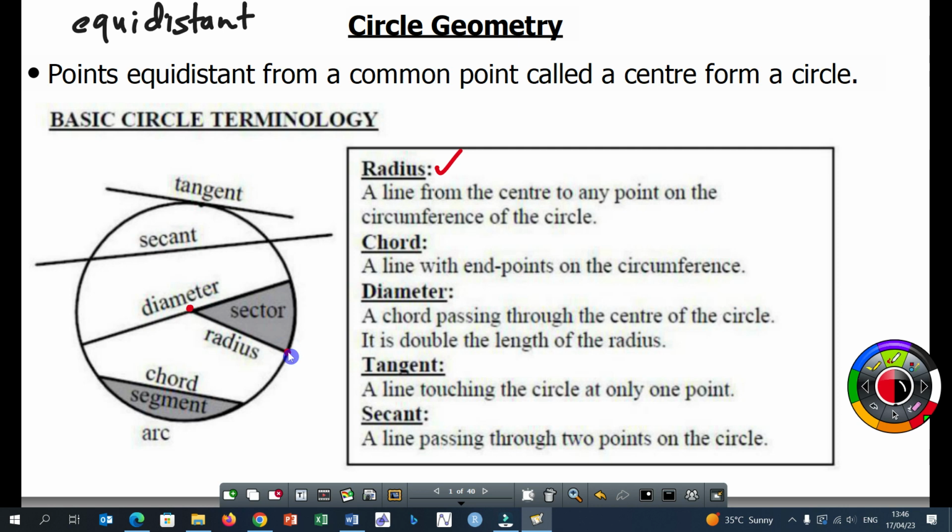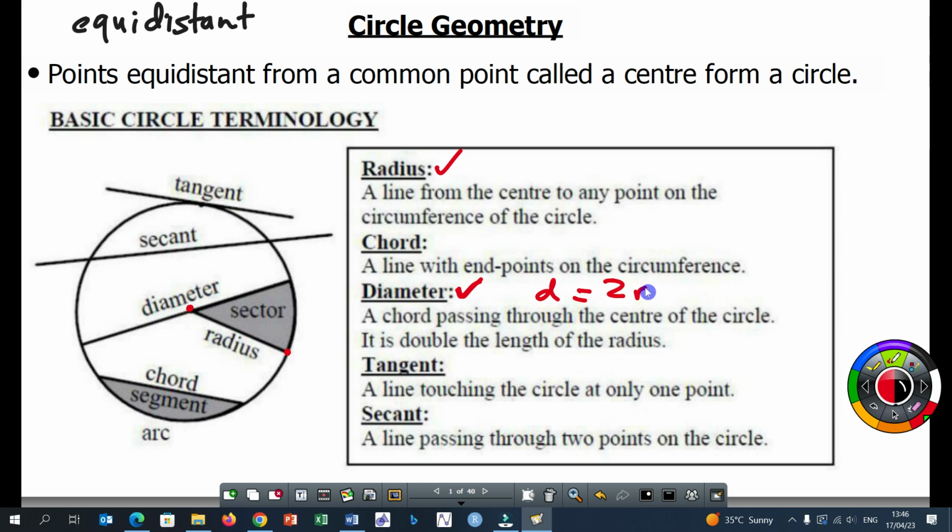Now, if you multiply that radius by 2, you get what's called the diameter. The diameter is actually what's called a chord. It's the longest chord, which divides the circle into 2 sectors. So your diameter is equal to 2 times the radius. Your radius is just half of the diameter.